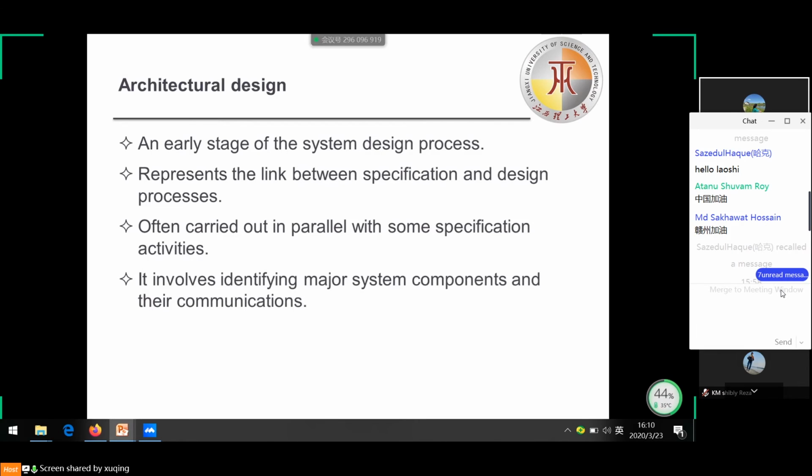Therefore, it involves identifying major system components and their communications. As part of the requirements engineering process, we may propose an abstract system architecture where we associate groups of system functions or features with large-scale components or subsystems. We can then use the decomposition to discuss the requirements and features of the system with stakeholders.